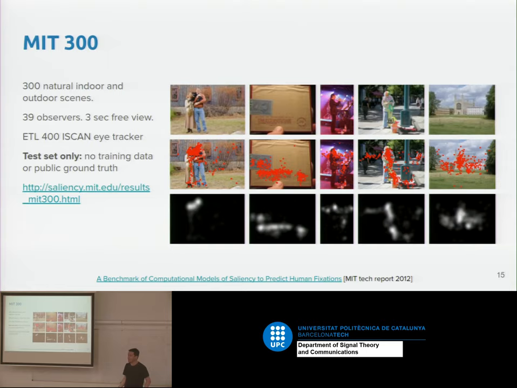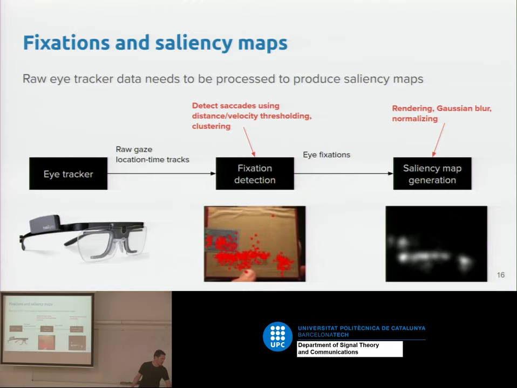This data set is 300 images with 39 observers, so they take fixations from each of the observers and average them over the images. It was done with a very high quality eye tracker. But there's no training data here, unfortunately. You don't even get the ground truth, you just get the images. You can submit your saliency maps and they'll evaluate them. So there is ground truth, but it's not public, okay? So what do we do to train it?